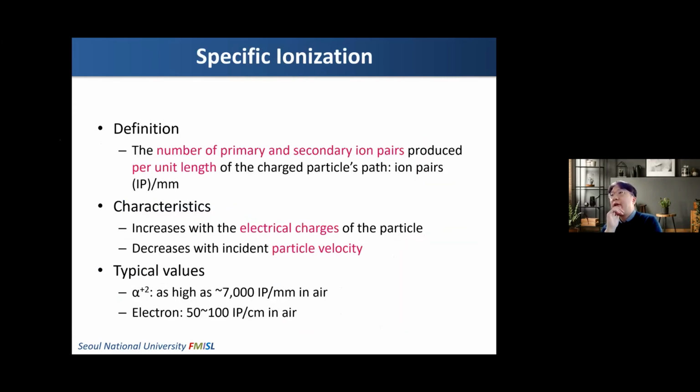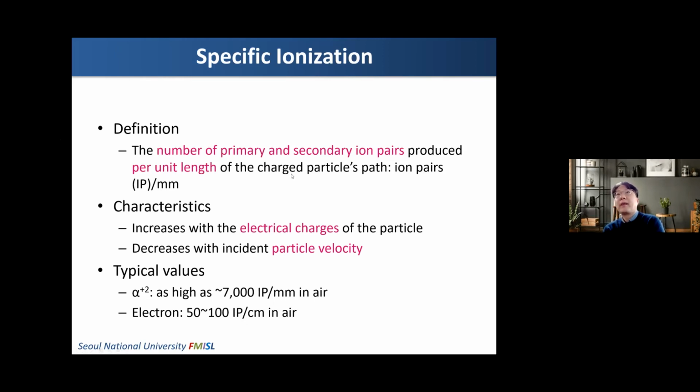Let me now tell you some terminologies that define the number of primary and secondary ion pairs produced by the charged particles. Specific ionization is the number of primary and secondary ion pairs produced per unit length of the charged particle's path. So this is a measure of how much the incident charged particle makes ionization. It is a measure of dose delivery, energy delivery of the charged particle to the surrounding materials.